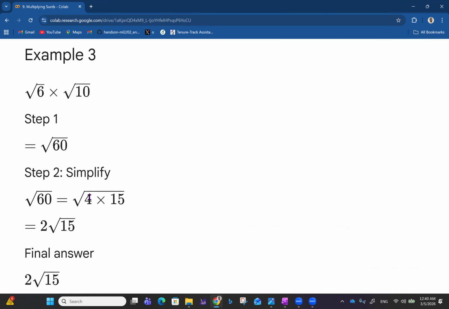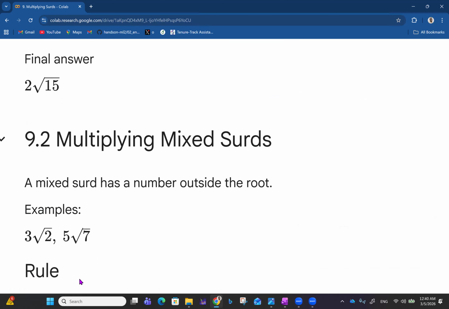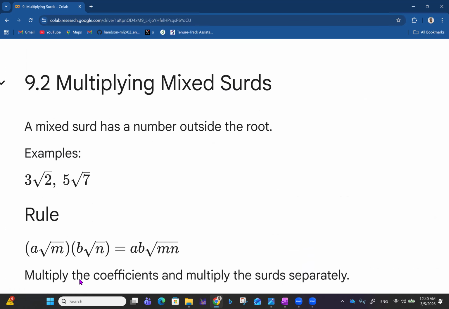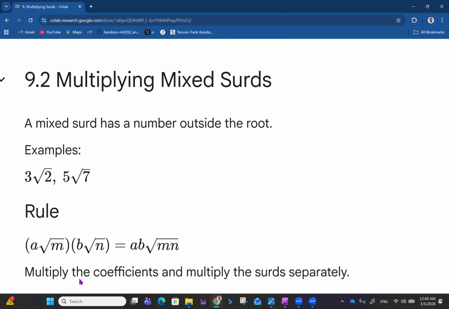the square root, which is 4. So root 60 is the square root of 4 times 15. The square root of 4 is 2, and then you have root 15, which cannot be simplified further. So root 6 times root 10 is the same thing as 2 root 15. Sometimes you're not able to get the square root from the individual numbers, but when you put them together, the square root jumps out at you. So that's multiplying simple surds.